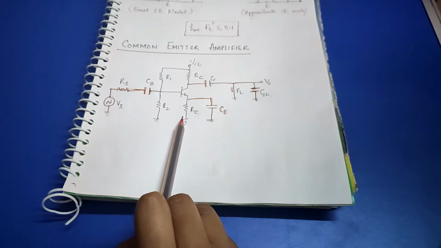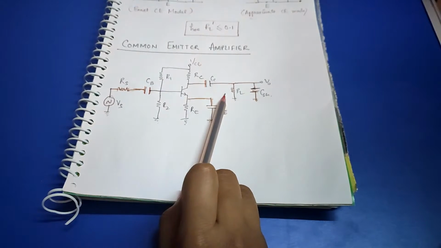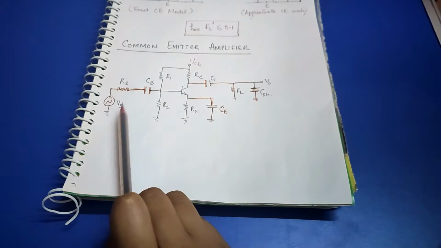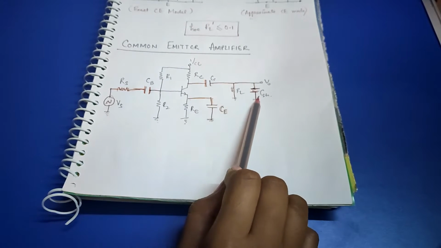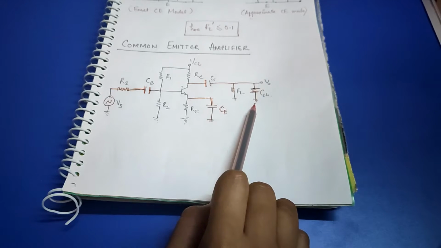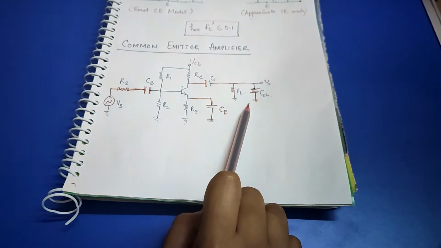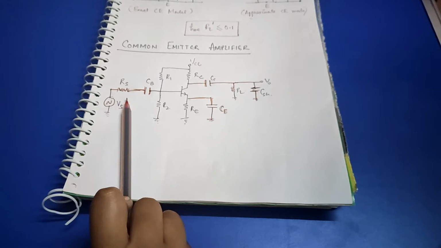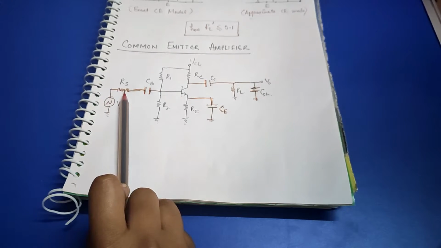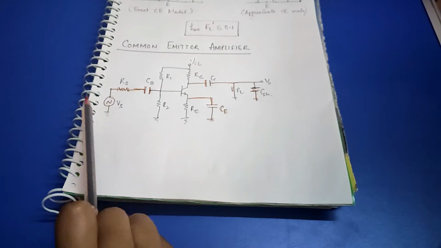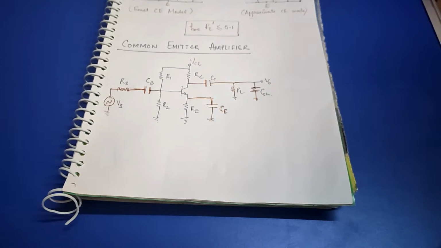Now the blocking capacitors and the coupling capacitors are connected to provide DC isolation to the biasing circuit. If CC is not present, then the load RL will draw DC current and it will disturb the operating point. Similarly if CB is not present, then VS and RS can disturb the operating point. The CB, CC and CE are generally large capacitors, in microfarads, because they should offer negligible reactance at the frequency of the AC input signal.